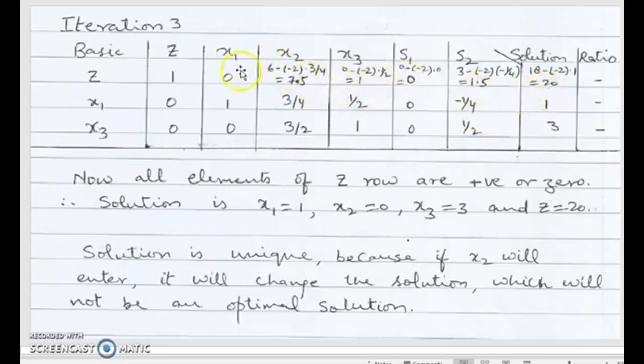Again we see if there is any negative value, because it is a maximization problem. So we see there is no negative element in the z row. It means we have reached the optimal solution, and our optimal solution is 20, and the corresponding values of variables are x1 is 1, x3 is 3, and there is no x2 in the solution, so we write down x2 as 0. If x2 enters, it will change the solution, and then it won't be optimal. Therefore this is a unique solution. Thank you.